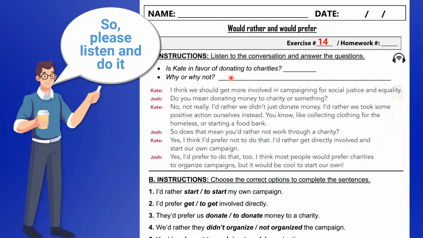So does that mean you'd rather not work through a charity? Yes, I think I'd prefer not to do that. I'd rather get directly involved and start our own campaign. Yes, I'd prefer to do that too. I think most people would prefer charities to organize campaigns, but it would be cool to start our own.